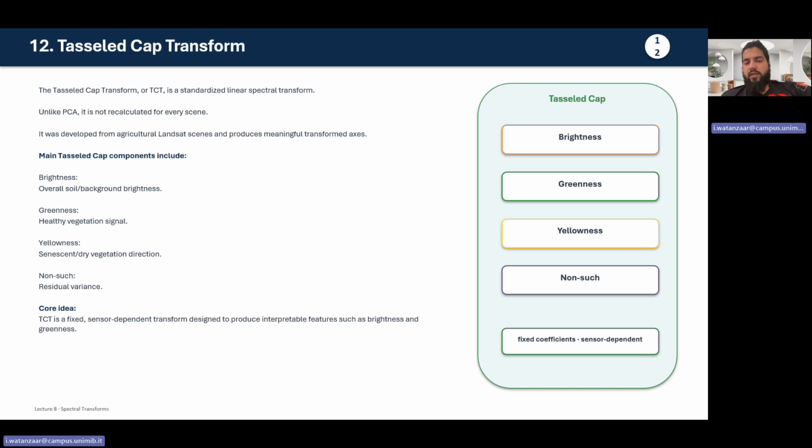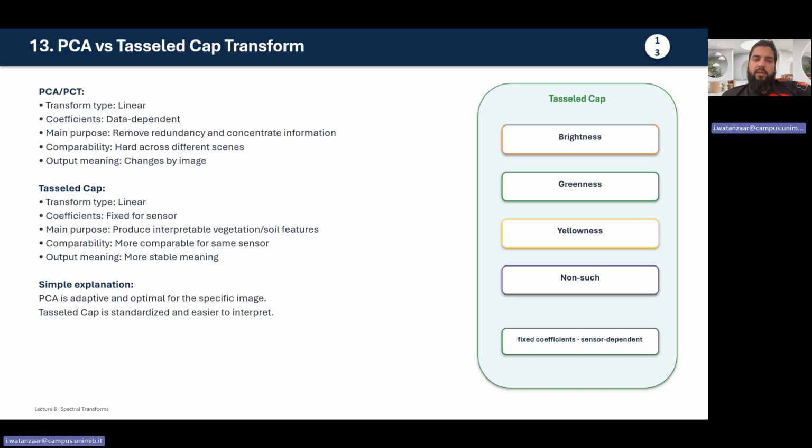features such as brightness and greenness. So it is directly tied to the sensor, and it depends upon that. For the limitation or comparison, we will see as a main feature that one of them is data dependent and the other is sensor dependent. So, PCA versus Tasseled Cap transform, PCA or PCT. Above is the PCA or PCT differentiation, and below is the Tasseled Cap.